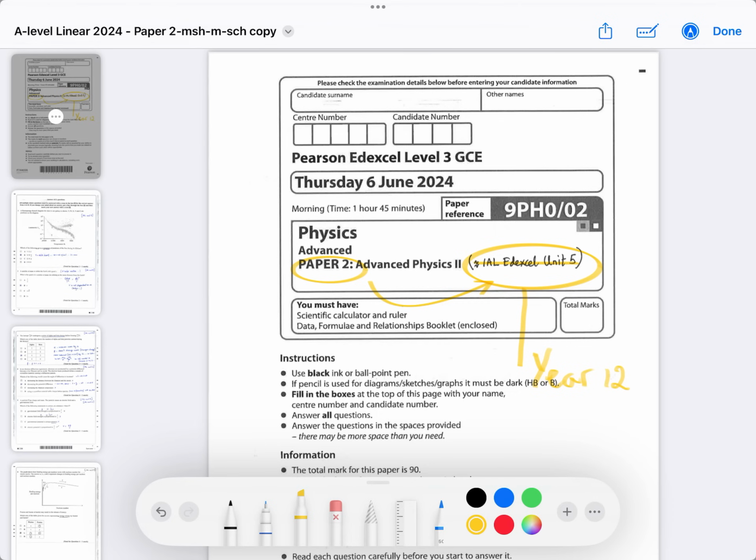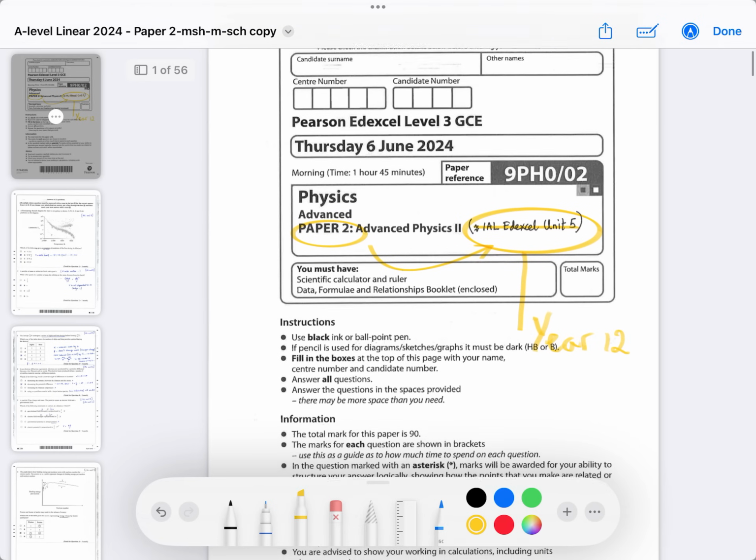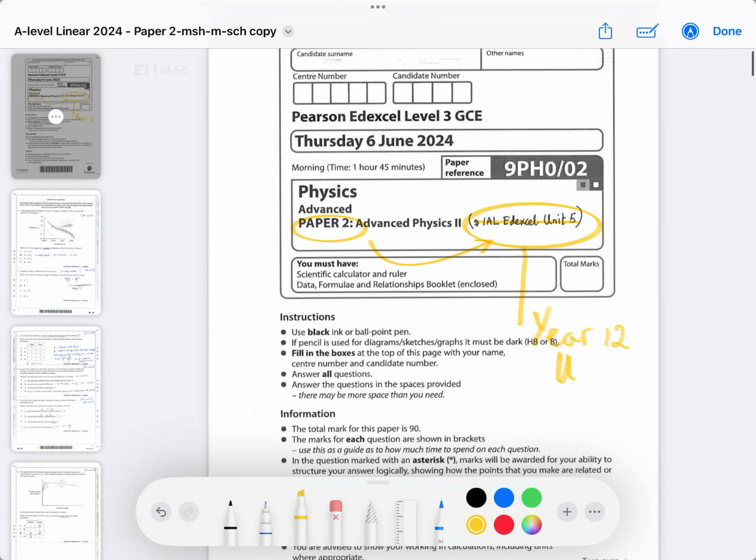So basically in the linear, they do all the same Year 13 stuff as in International A-Level, and they also do two of the topics from Year 12. So it's worthwhile looking at this if you're revising for Year 12 and you're doing International A-Level as well. It's kind of Unit 5 with a bit of Unit 2 and I think materials. We'll have a look.